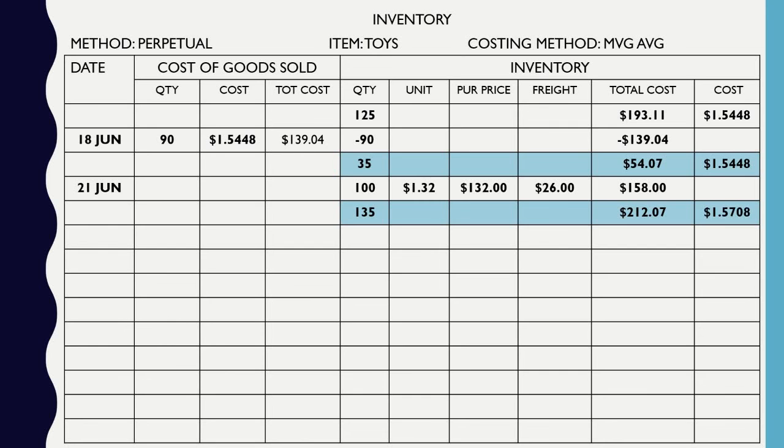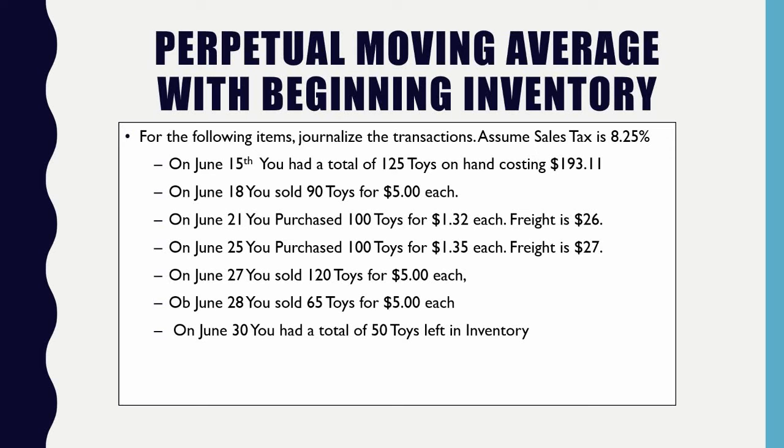So this is where my average cost per item changes, because I just purchased more inventory and it cost me much more than what I previously purchased them at. So in this case, it increased to $1.5708. Okay? So that's my average cost per item.